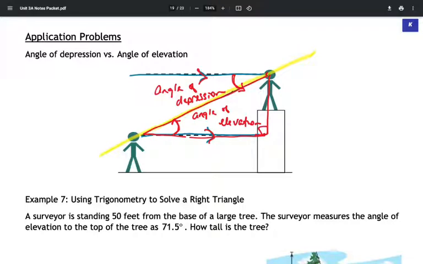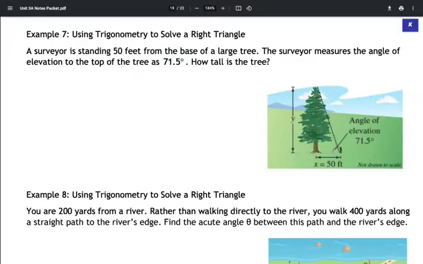And so the angle of depression won't be inside the triangle, but it should equal the same thing as this angle of elevation. So I would just mark it here where the angle of elevation is. All right, let's do an example.